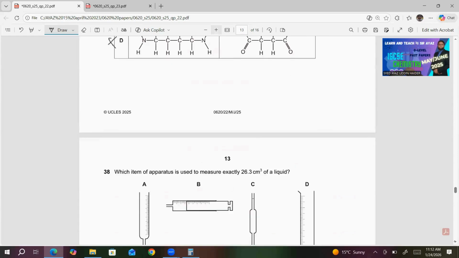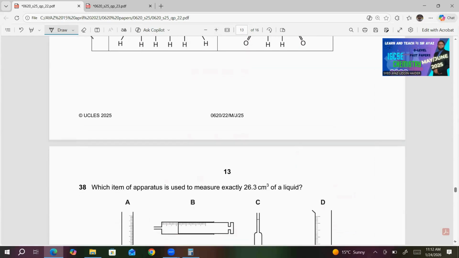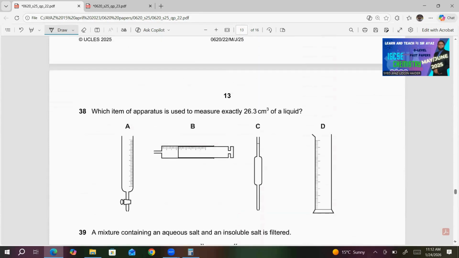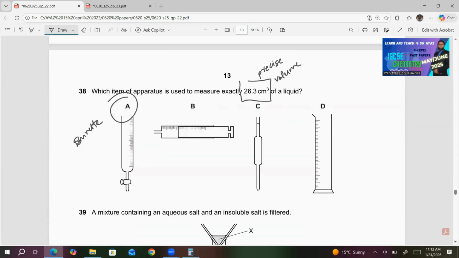38. Which item of apparatus is used to measure exactly 26 centimeter cube of a liquid? This is precise volume. For precise volume, we need to use burette. This is burette. Burette must be the right response. A.